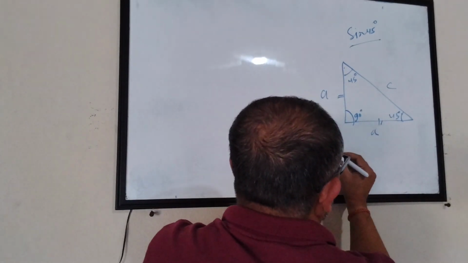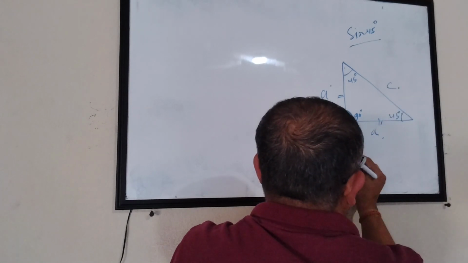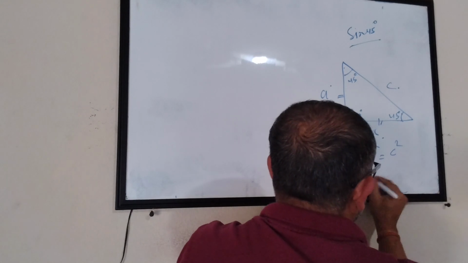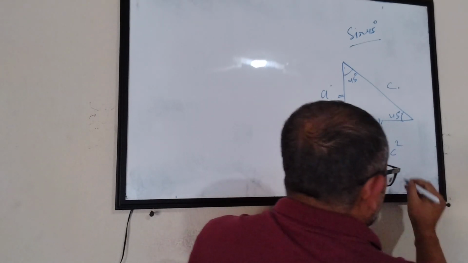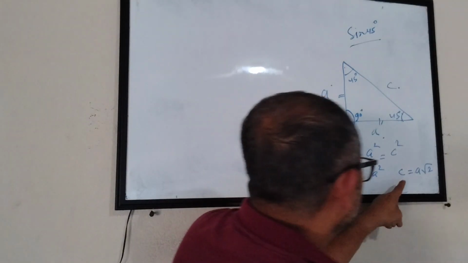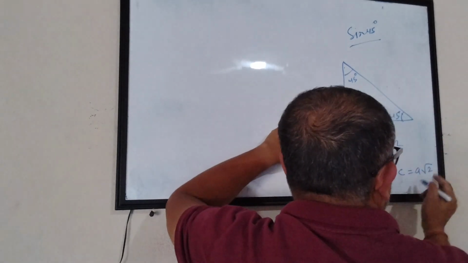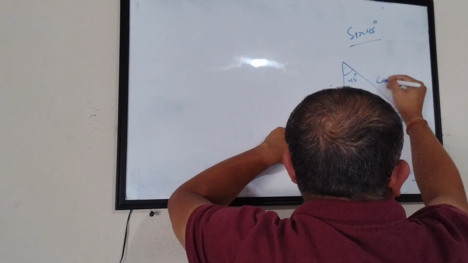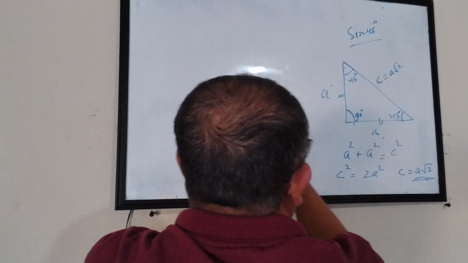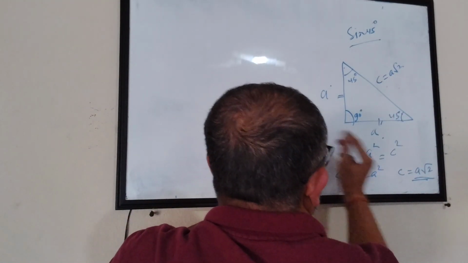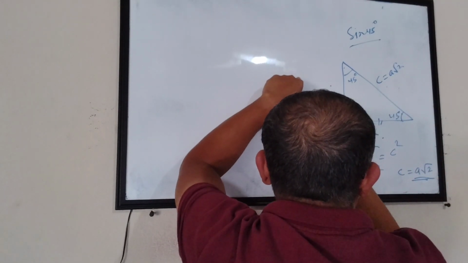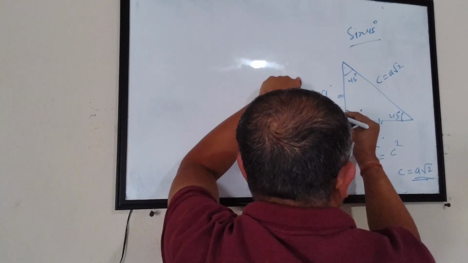Now, from the Pythagorean theorem, we know that A square plus B square equal to C square. That means A square plus A square equal to C square. So C square equal to 2A square. Or C equals A root 2. Now find out sine 45 degree. Sine 45 degree will be equal to A divided by C. So A divided by A root 2. This gets knocked off, it becomes 1 by root 2.